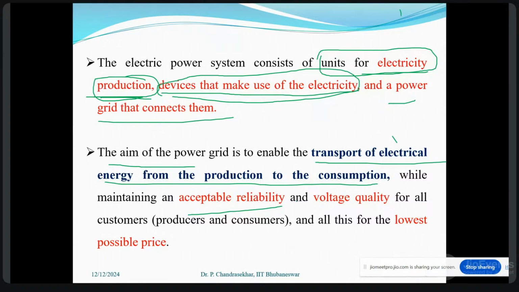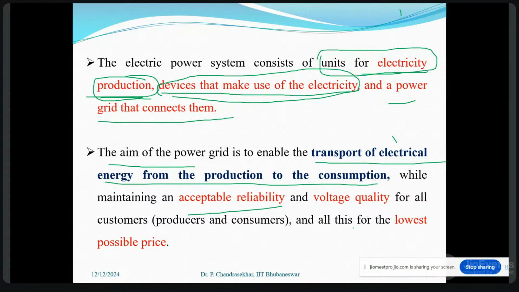Acceptable reliability and acceptable voltage quality. So when you say voltage quality, what do you mean by that? Yes, what do you mean by voltage quality? Yeah. So we should not have any sags. We should not have any swells, right? It should have the desired frequency, and it should not have any distortions. So altogether, we should not have any flickers.